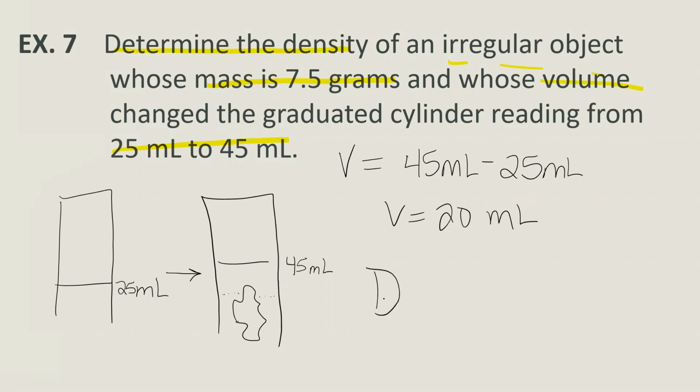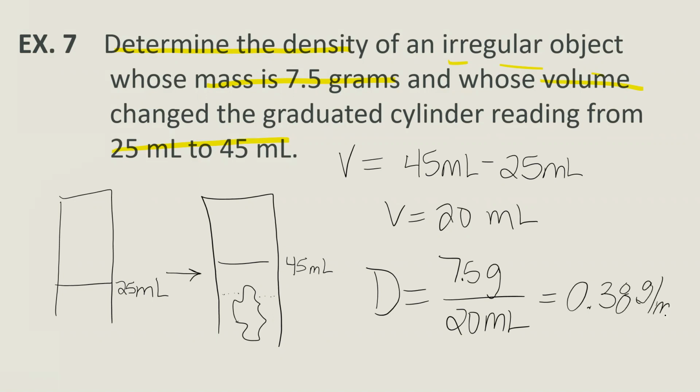Okay, I know the mass from the problem is 7.5 grams. I just calculated density in milliliters. So 7.5 divided by 20, and I get about 0.38 grams over milliliters. So that is using water displacement to find volume, and then once again, just plugging in for the density equation.